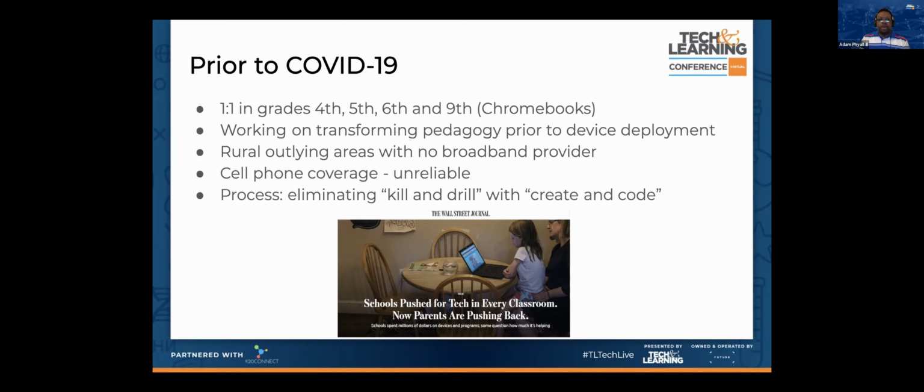And with that being said, we were trying to work on the pedagogy while it was happening, because I often tell folks, if you don't know why, don't buy. But we ended up, in some cases, buying the devices. And so you have parents ask, why one-to-one? Because we need one-to-one. Well, why? Why do we need one-to-one?